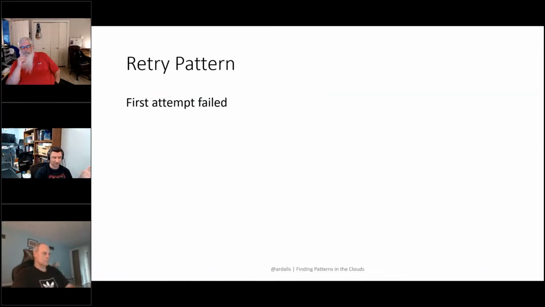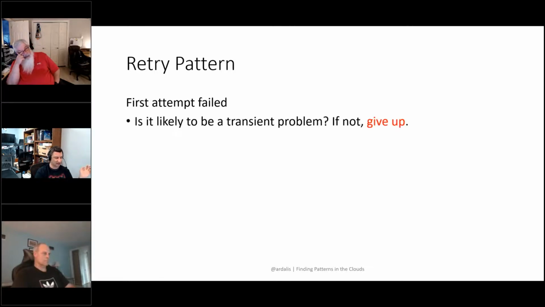And so the next pattern that we're going to talk about is the retry pattern. The retry pattern is pretty simple. We've probably all implemented it with a try catch block at some point, where your first attempt failed. If it's likely to be a transient problem, then retry it. If it's not a transient problem, like your credentials are wrong and they're probably not going to be right again anytime soon, then just give up. Depending on the problem, maybe by inspecting the type of exception you got, you could determine this right here and decide whether or not you should just immediately give up or retry.